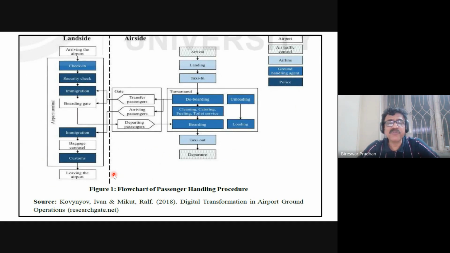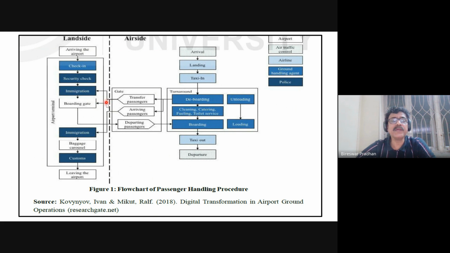Now this is the flowchart of the passenger handling procedure. Source: Ethereum 2000, McCord and Rupp 2018, digital transportation system. Landside, airside, no issue. On arrival at the airport, the passenger checks in. Nobody can enter without security checking. Now it is the security checking, then the immigration, which is for international travel. Now you get to the boarding gate.